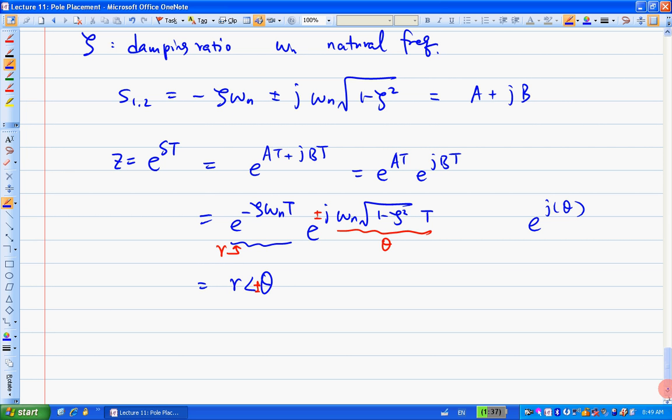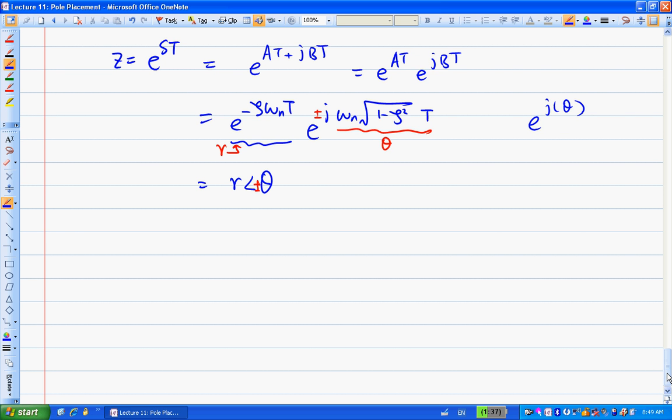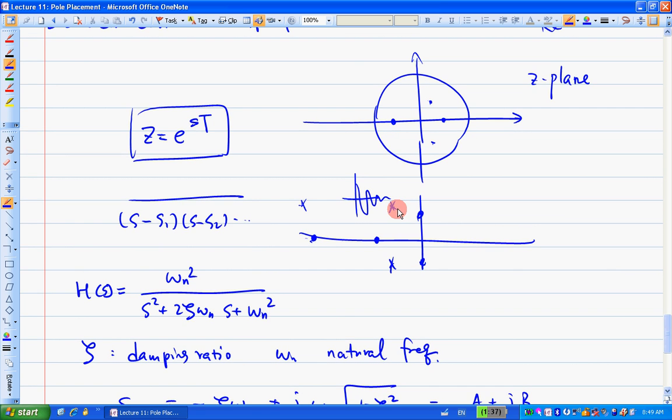So many times, here's the connection. You want to pick a z plane pole. Then where do you pick this z plane pole? The first thing you think of is what you should pick in terms of the s plane pole.